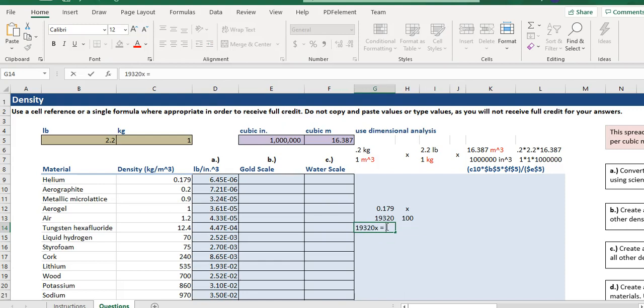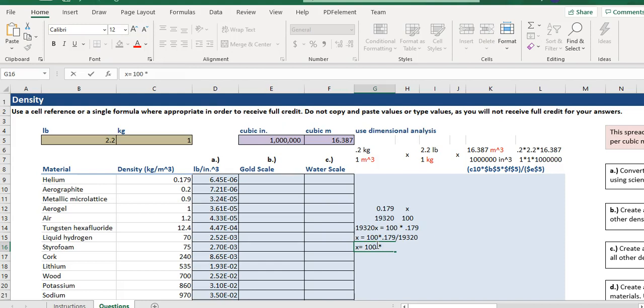X equals 100 times 0.179. And then my next calculation is going to be X equals, move my mouse for you, 100 times 0.179 divided by 19,320. Okay, so the 100 is going to be a constant. It's never going to change.